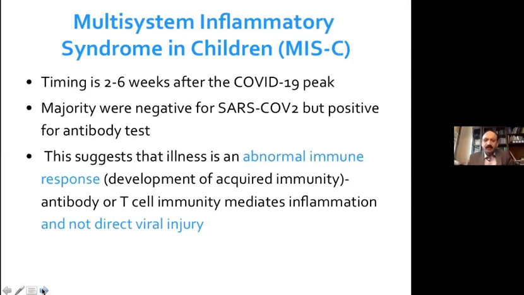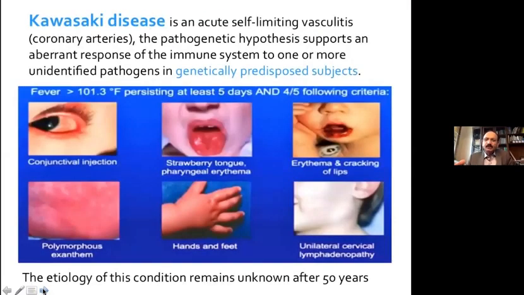It's similar to what historically each one of you must have read about Kawasaki disease. Kawasaki disease is a syndrome where you have conjunctivitis, redness of the tongue, what we classically call strawberry tongue, along with pharyngeal erythema, cracking of the lips, rash on the body, swelling and redness of the hands and feet, and unilateral cervical adenopathy. And you need to have 4 out of these criteria to make a diagnosis of Kawasaki disease.